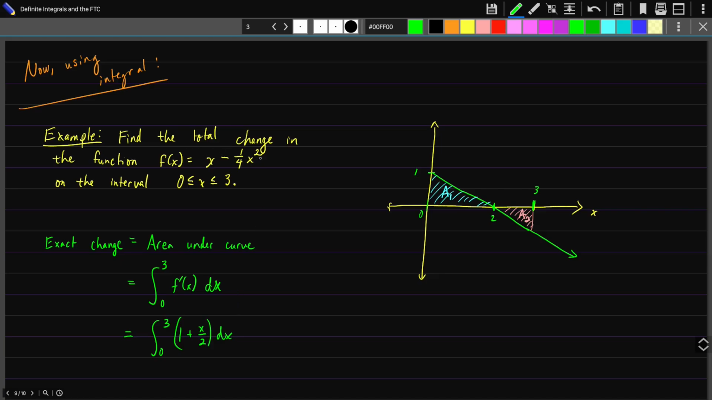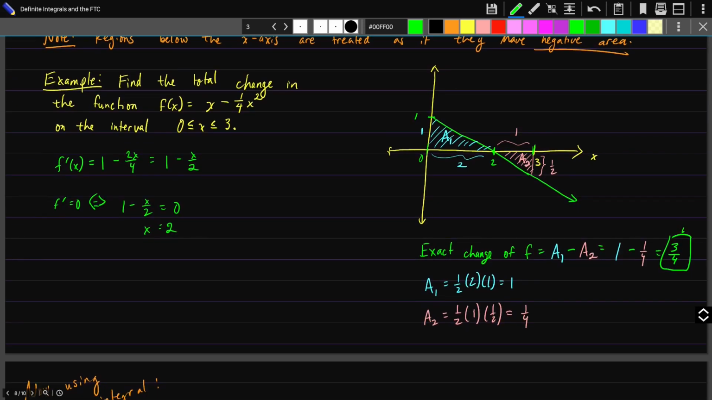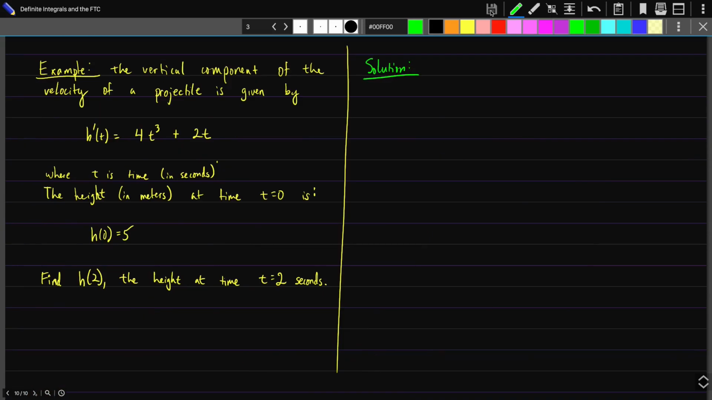Now, the problem actually gave us an antiderivative for our integrand already. So applying the FTC is easy, and we just plug in the values from the bounds of integration to find that the exact change is 3 over 4. And I'll just point out that, of course, that agrees with what we found previously. So finally, I'd like to show you a more complicated example.